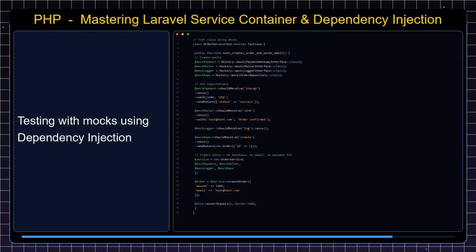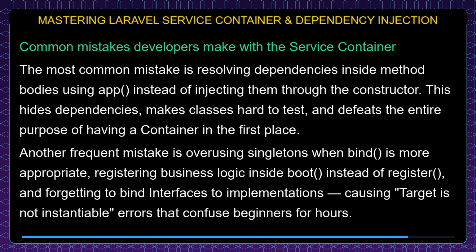Testing with mocks using dependency injection. Common mistakes developers make with the service container. The most common mistake is resolving dependencies inside method bodies using app(), instead of injecting them through the constructor. This hides dependencies, makes classes hard to test, and defeats the entire purpose of having a container in the first place. Another frequent mistake is overusing singletons when bind is more appropriate, registering business logic inside boot instead of register, and forgetting to bind interfaces to implementations, causing "target is not instantiable" errors that confuse beginners for hours.